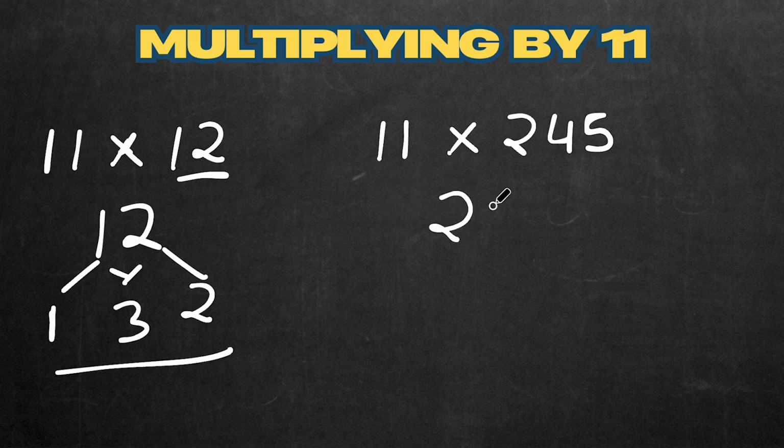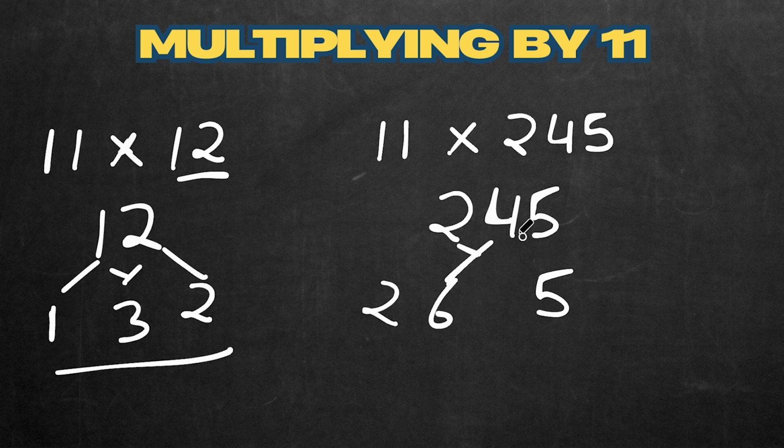But let's have a look at another number, right? So the number is 245. Write 2 and write 5. Now 2 plus 4 is 6 and 4 plus 5 is 9. That's your answer. 11 times 245 is 2695.